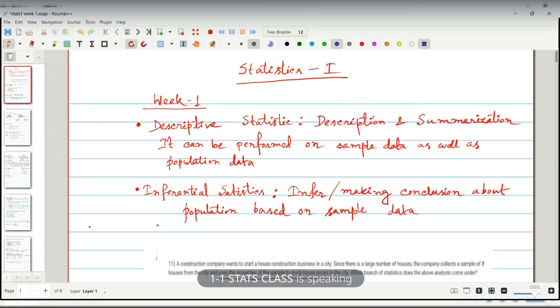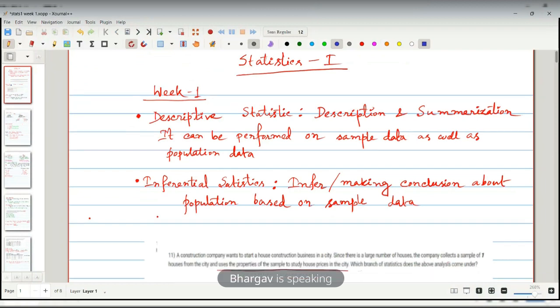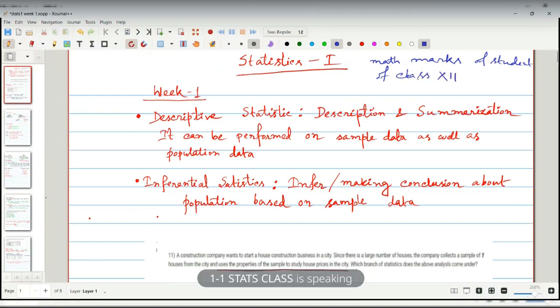Let's take an example. We gathered the math marks of the students of class 12 of a school. I have to write: math marks of students of class 12. From the math marks of the students of class 12, we can get the minimum marks, maximum marks, and average marks, right? Yes. So these are the description of the data set: minimum marks, maximum marks, average. So this is called descriptive statistics.